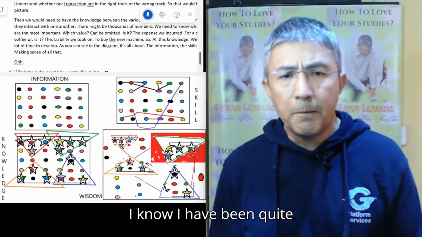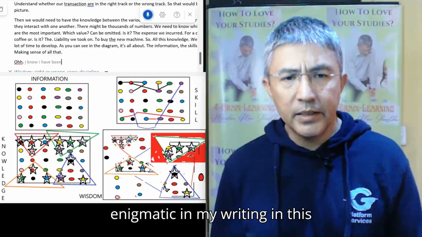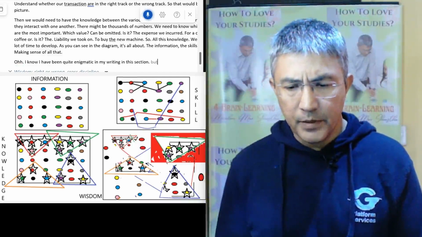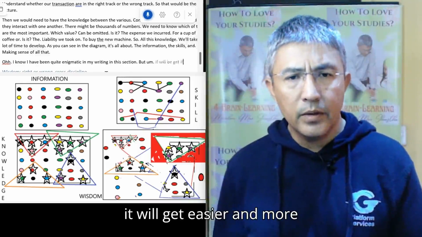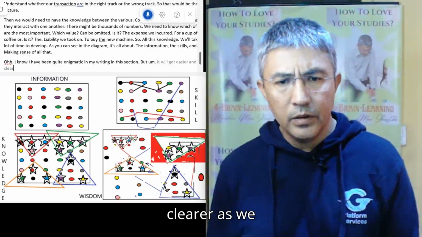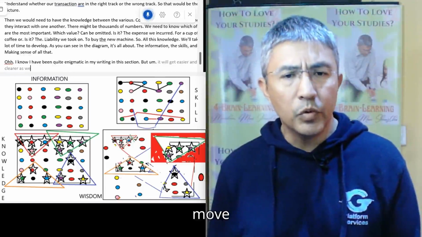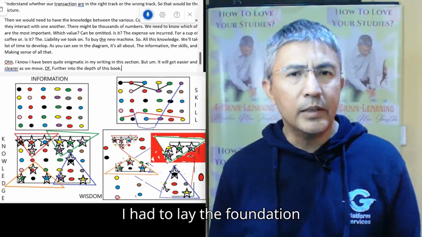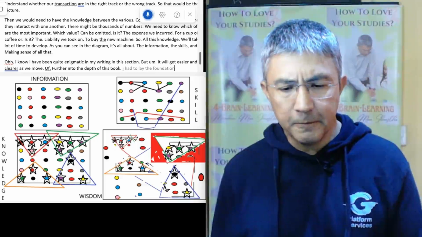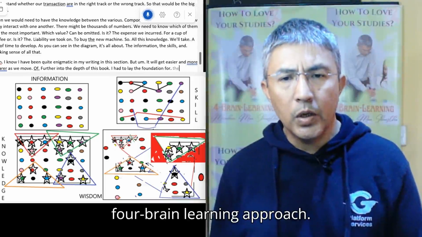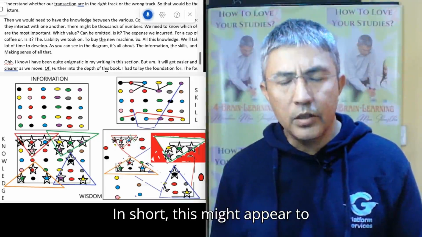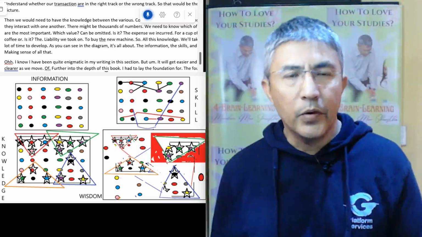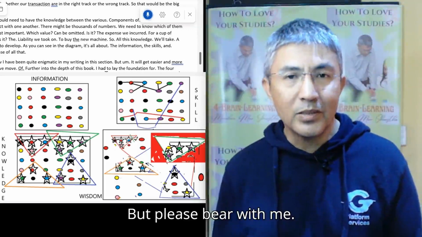I know I have been quite enigmatic in my writing in this section, but it will get easier and more clear as we move further into the depth of this book. I had to lay the foundation for the four brain learning approach. In short, this might appear to you like reading the theorems of a math book, but please bear with me.